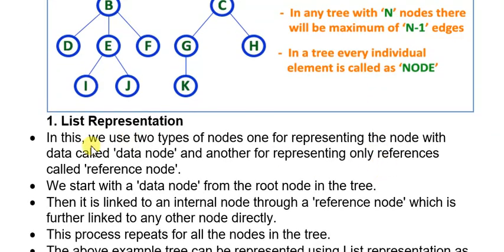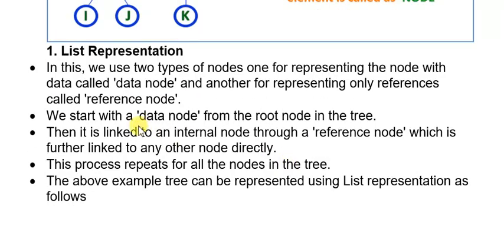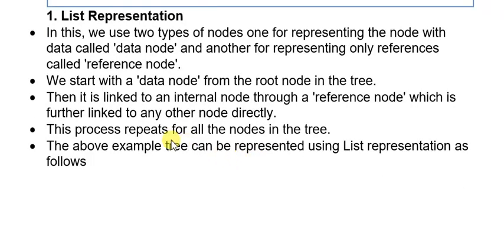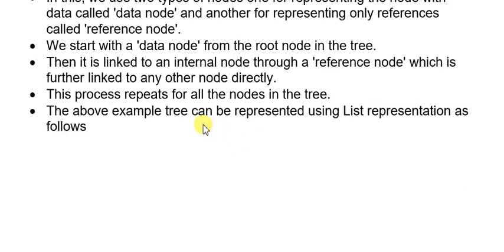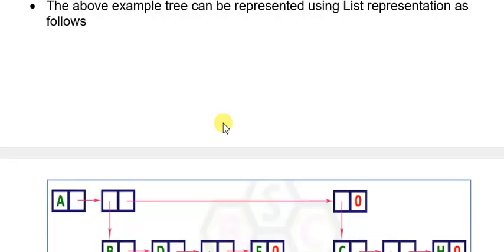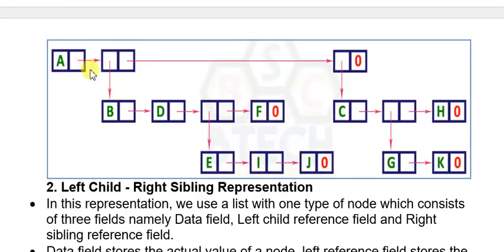List representation. In this, we use two types of nodes, one for representing a node with data called the data node, and another for representing only a reference called the reference node. We start with the data node from the root node in the tree. Then it is linked to the internal node through a reference node, which is further linked to any other node directly. This process repeats for all the nodes in the tree. The above example tree can be represented using the list representation as follows: A, then B, then C, then F, then E, I, J, then C becomes another branch, H and K.